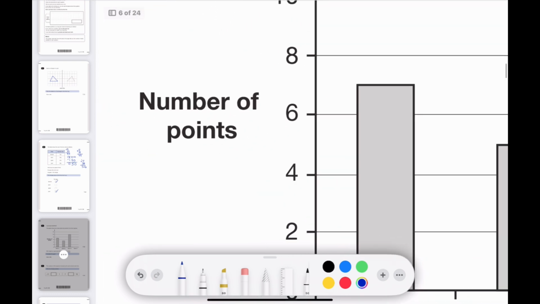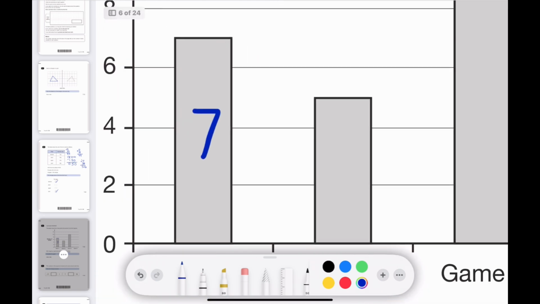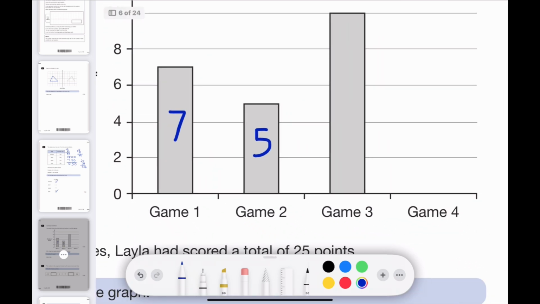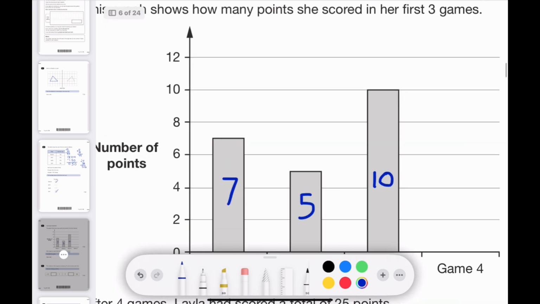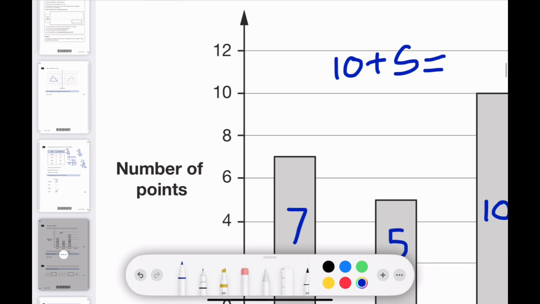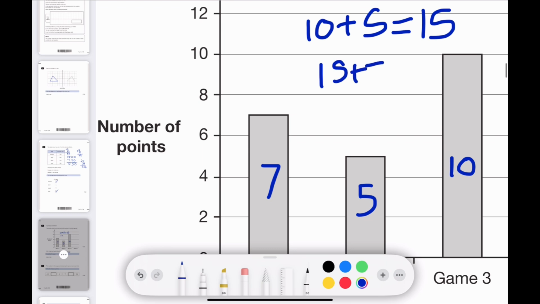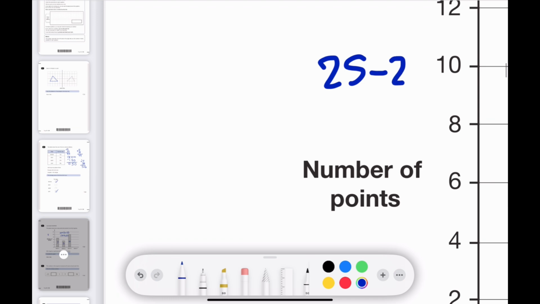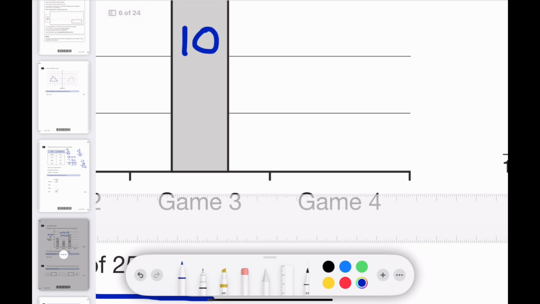So the line is in between 6 and 8. He had scored 7 in game 1. This line is between 4 and 6. So he had scored 5 points because 5 is between 4 and 6. And this is on the line. So we know he has scored 10 points for this game. 10 add 5 equals 15, and 15 add 7 equals 22. So now we do 25 take away 22, which equals 3. So he had scored 3 points in game 4.